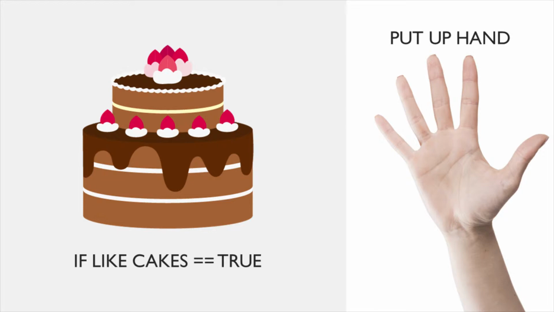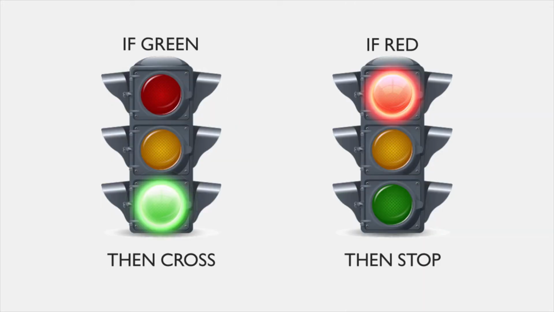Another example is the traffic lights. A person will only cross the road when the traffic light turns green. When the traffic light turns red, he will stop.